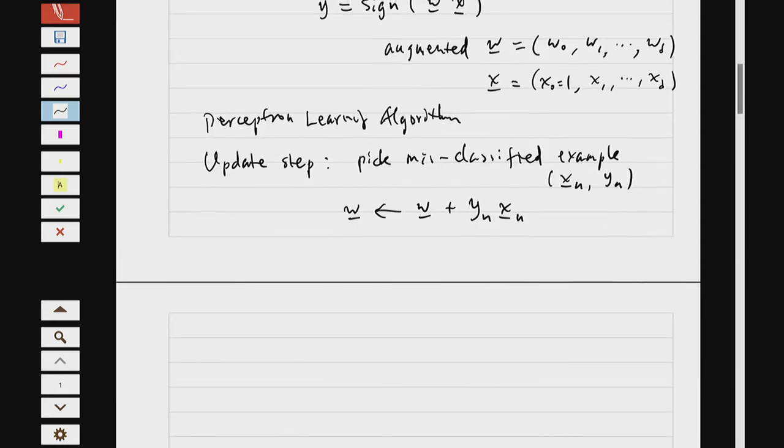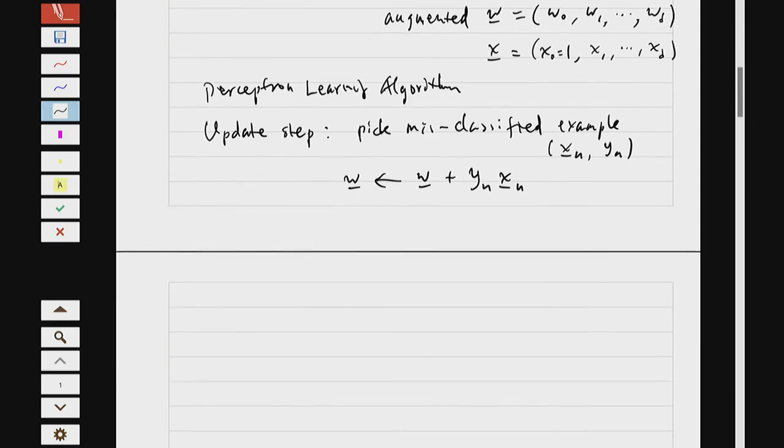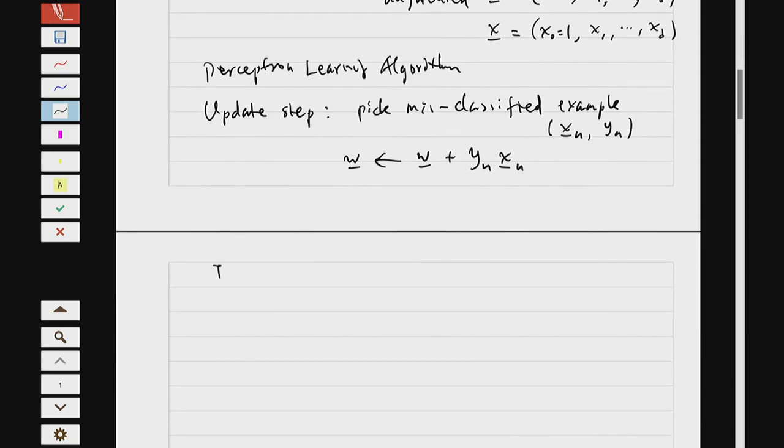So today we start with an intuitive explanation for why it works. We don't prove it yet, but let's see why. Intuitive explanation.